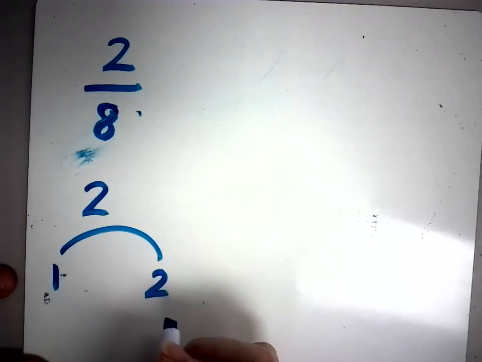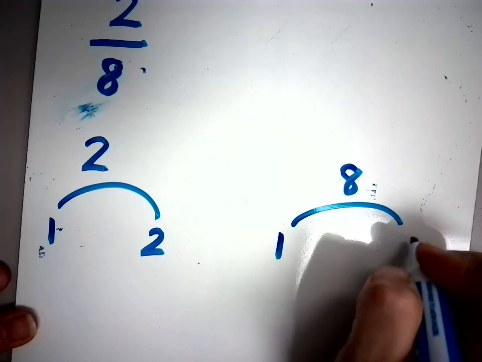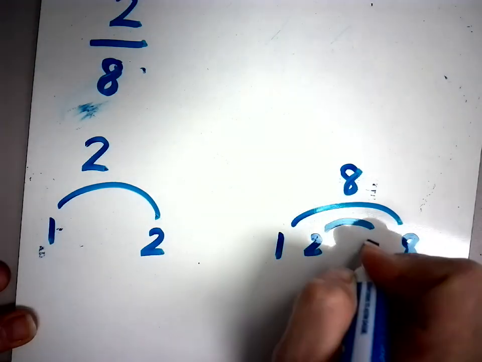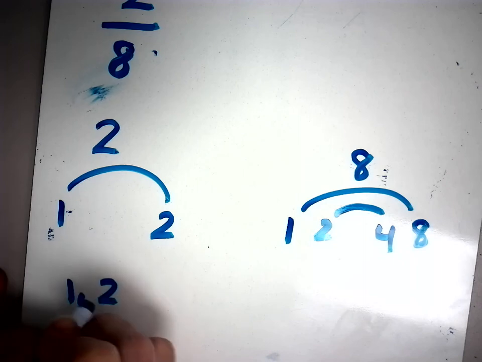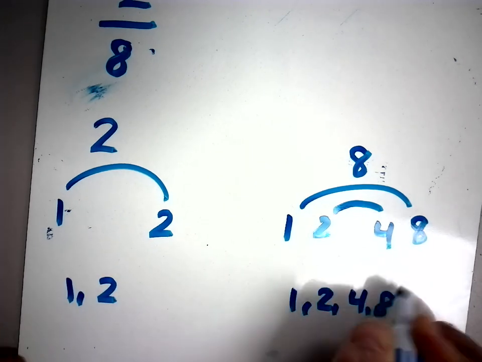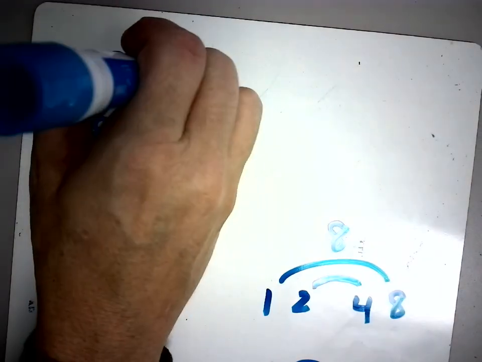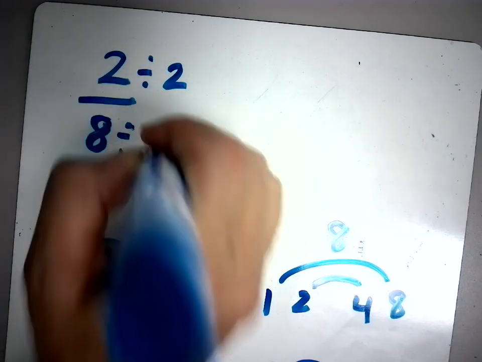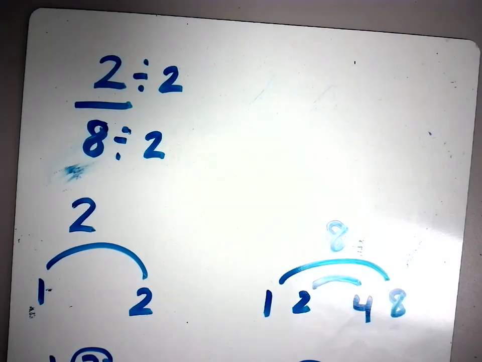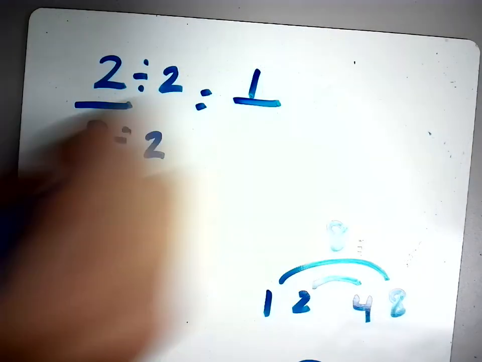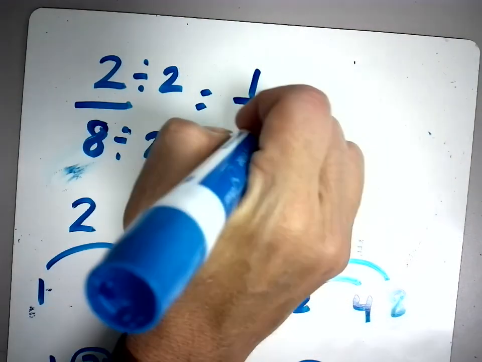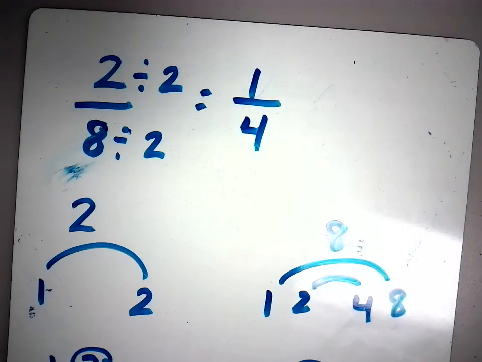1 times 2, so that's it. And then 8, 1 times 8, 2 times 4. Well, since 2 only has 2 factors, I know my greatest factor is going to be 2. Once I find my greatest factor, I need to divide it into my numerator and my denominator. 2 divided by 2 equals 1. 8 divided by 2 equals 4. So my answer is 1/4. If I have a 1 in my numerator, I know it cannot go any lower, so I am going to stop there.